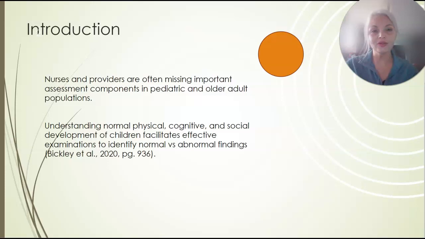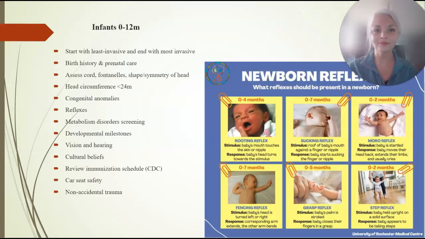I'm doing this talk with you today because nurses and providers are often missing important assessment findings because each age group is very special and very different. So not only do we need to approach these age groups differently, but we need to assess them differently as well and know the big differences between physical, cognitive, social development of these children. We should be able to identify what's normal and abnormal.